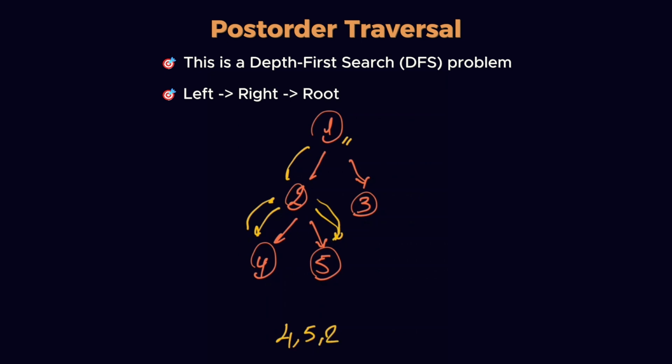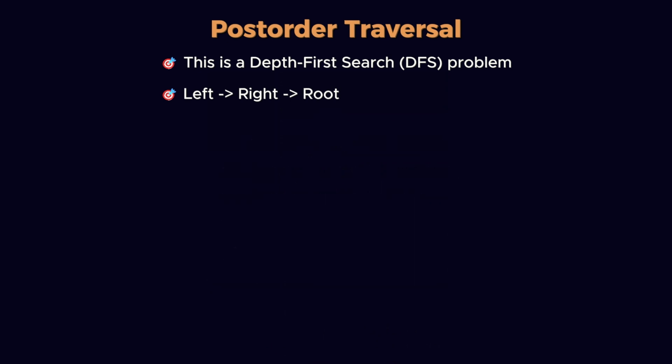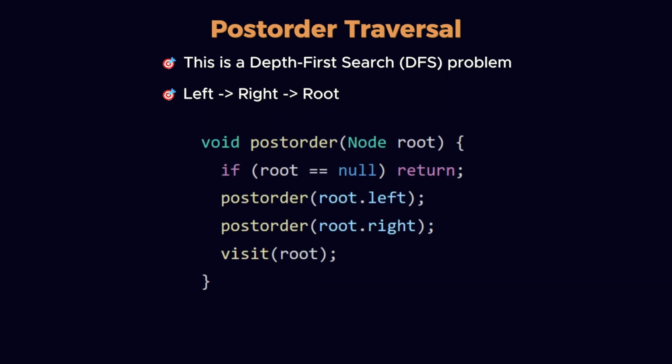Back to root, and root has a right child. Go right, node 3. Node 3 has no children, so we visit it. Now both subtrees are visited. Finally, we visit the root, node 1. Last step. Final post-order traversal output: 4, 5, 2, 3, and 1. Post-order traversal is useful when we want to delete or free up a tree. Let's check the pseudocode recursion together.